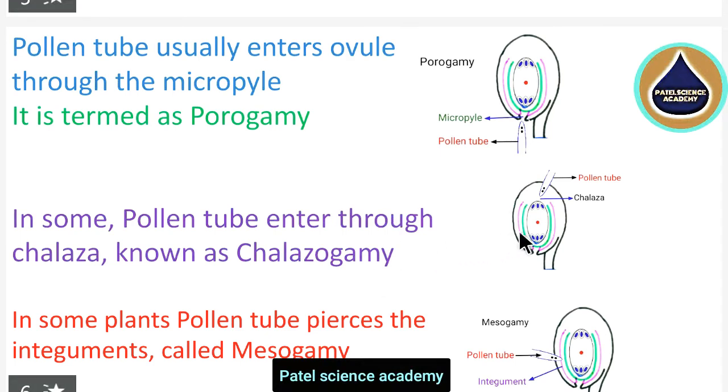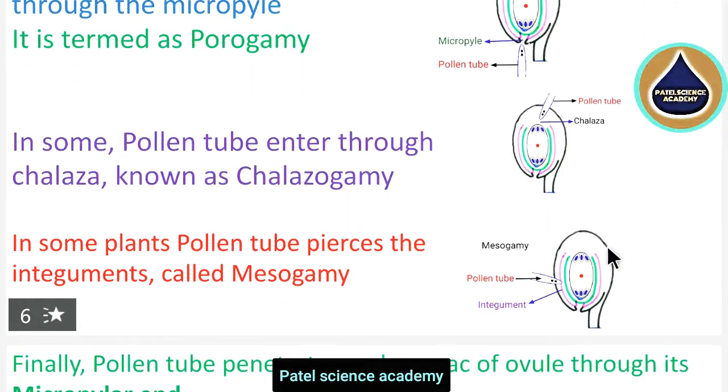Then what is this structure? Look at this structure here. Pollen tube is entering from this region, not from this region, so this is not porogamy. This is the region known as chalaza, in front of micropyle. It means pollen tube is entering into this ovule through this chalaza region. This process is called chalazogamy. So structurally you can see here this is chalazogamy because pollen tube is entering into this ovule through this chalaza.